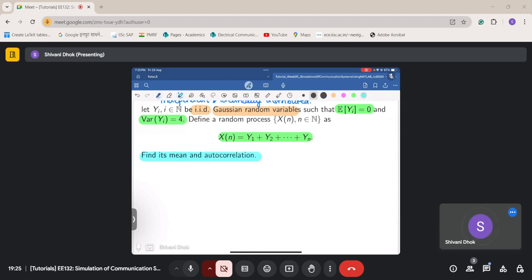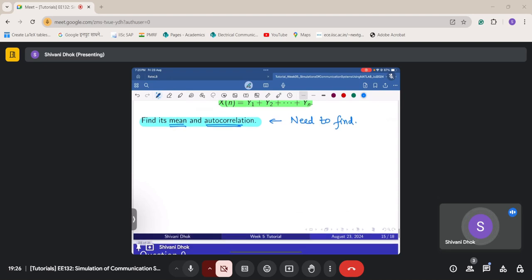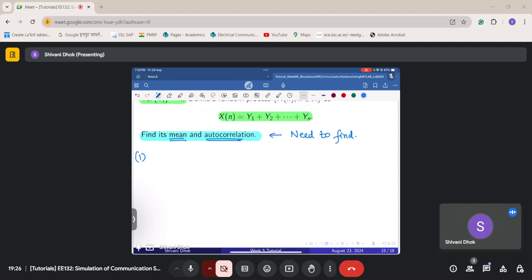We need to find its mean and its autocorrelation function. So let's start with finding the mean. By that, what we need to do is find out expectation of x of n.